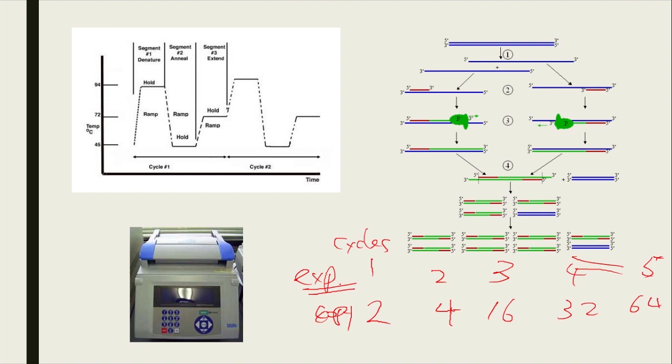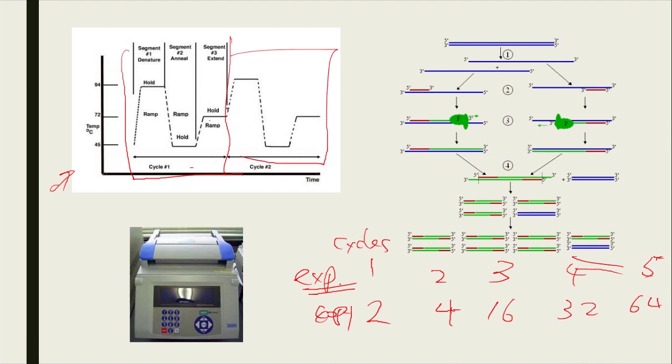Alright, so here is a graph to show you the visual changes in terms of the temperature. So I go from high, 94, 95, and then go down and go up again. So this is one cycle here, so it's 95, 55 or 45 here, and 72, that's one cycle, and this is the second cycle, and so on and so forth.